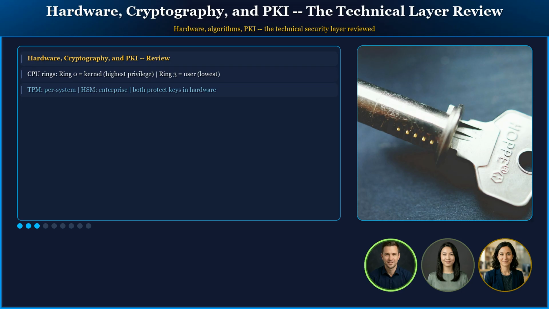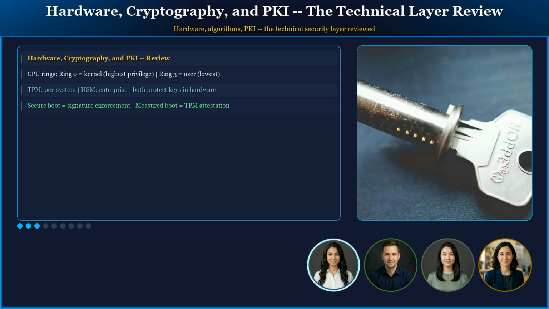Cryptography scenarios are the most precise question type in the domain. These are rules, not guidelines. Advanced Encryption Standard for symmetric bulk data, RSA and ECC for asymmetric, Diffie-Hellman for key exchange only. Secure Hash Algorithm 256 for hashing. MD5 is broken.